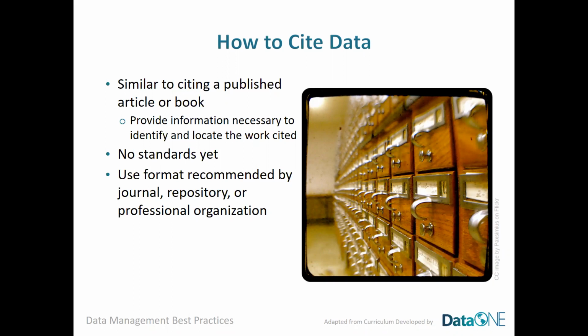Currently, there are no standards. However, we are getting closer to standards. There are some international organizations, one of which is called the Research Data Alliance, that is working towards some data citation standards. However, those are not published yet, but if you are publishing within a specific journal, or if you're a member of a specific disciplinary professional organization, you may find some data citation recommendations for a specific journal, a data repository, or your professional organization.